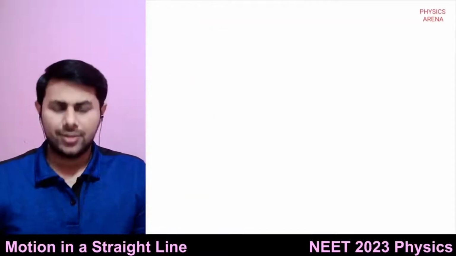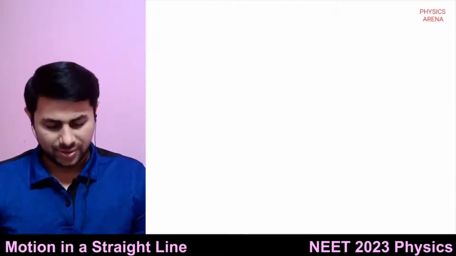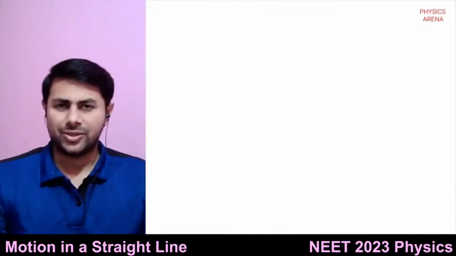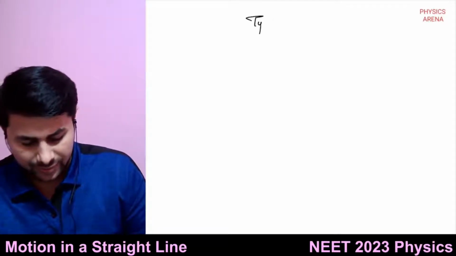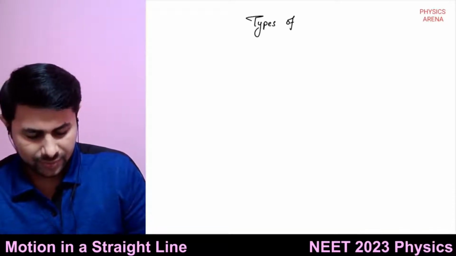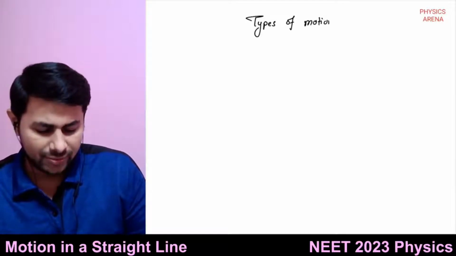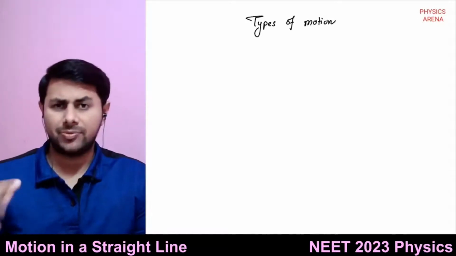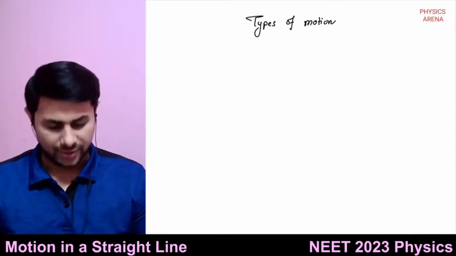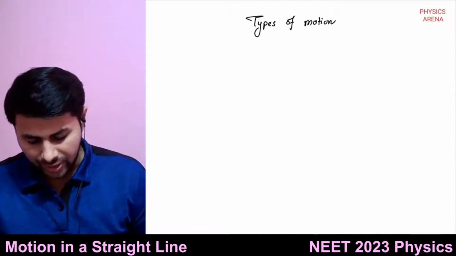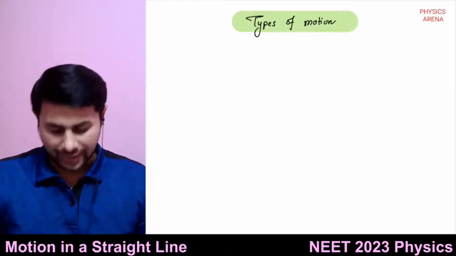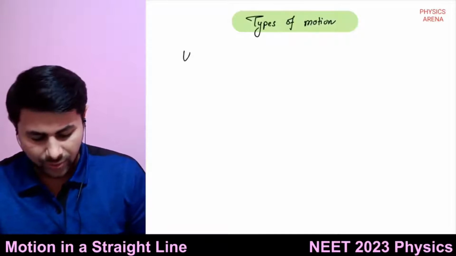Then I will define one more thing. There are types of motions. You know types of motion? Types of motion based upon whether the speed is changing or speed is constant. If speed is constant, that kind of motion is known as uniform motion.